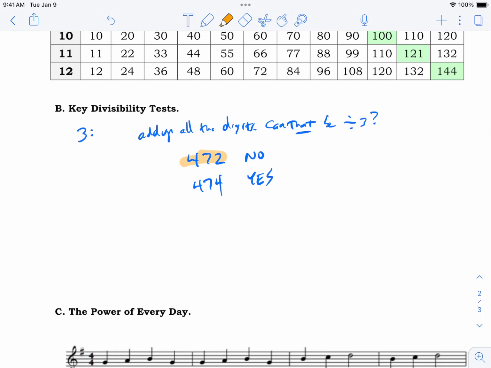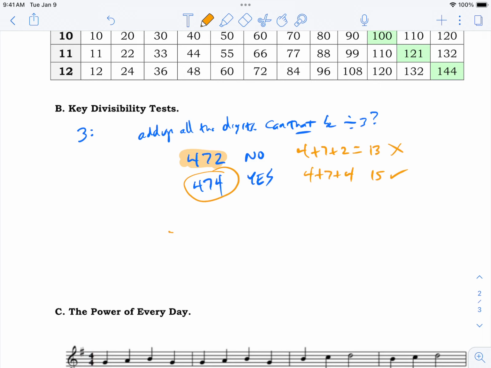Now, how am I figuring this out? I'm saying, well, if I add 4 plus 7 plus 2, that's 4 plus 7 is 11, plus 2, you get 13. Does 3 go into 13? No. So it's not going to go into this either. Now, what if I add up the 4 plus the 7 plus the 4? You get 15. Does 3 go into 15? Yeah. Well, that means 3 will go into this. And if you want to put 3 into this, you can do something called short division, where you don't have to do long division.